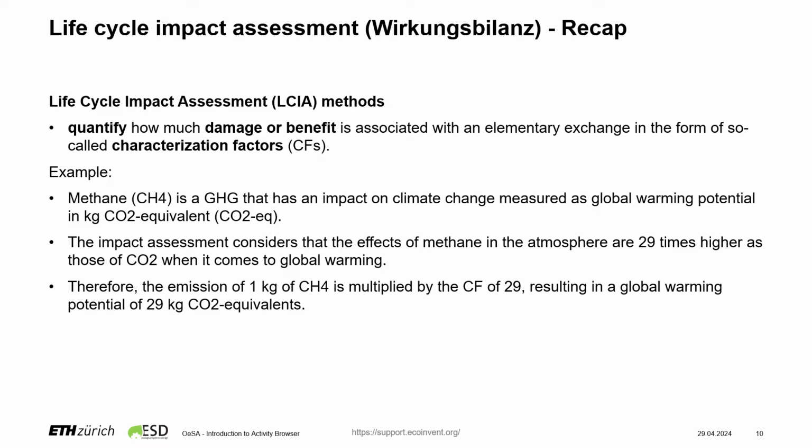Whereas for other flows, such as methane, the impact assessment would say that the effect of methane is about 29 times higher than the effect of carbon dioxide, and that's why its characterization factor is 29. So impact assessment methods basically collect elementary flows and assign a number that weighs each one, such that all the flows, or their impacts, are in some way unified.